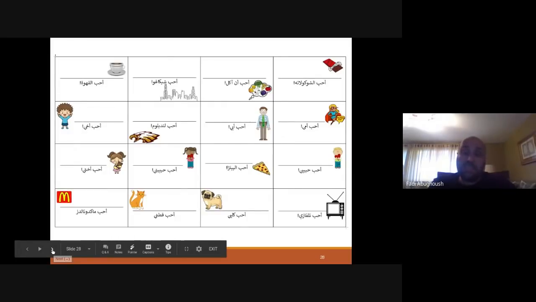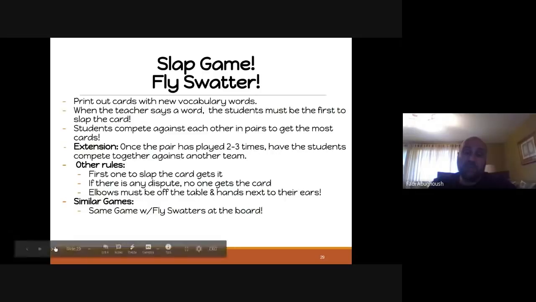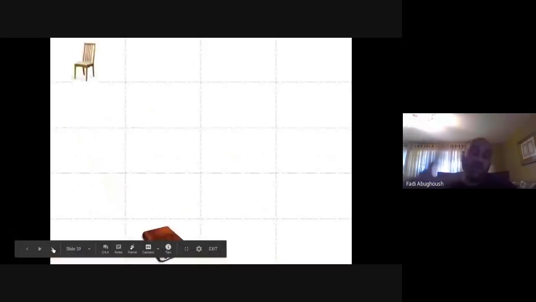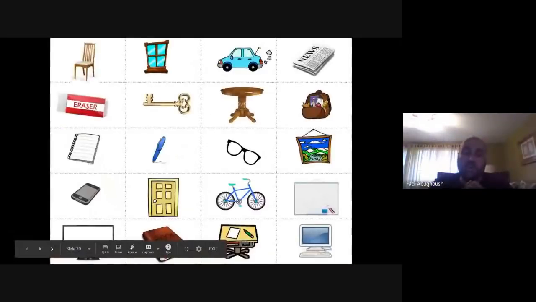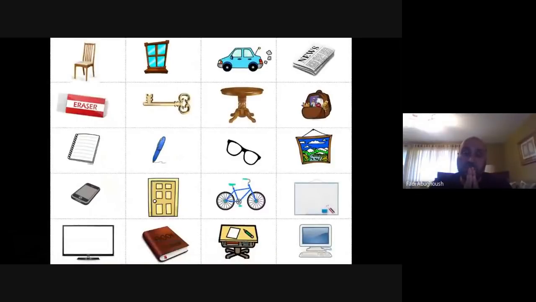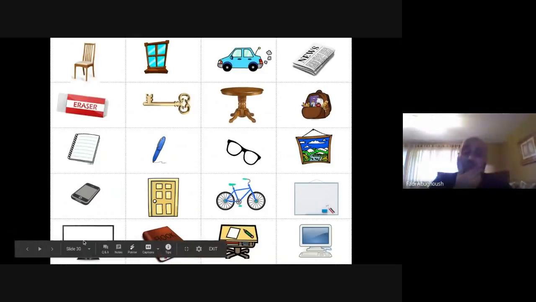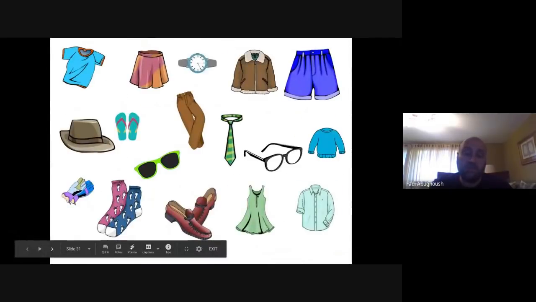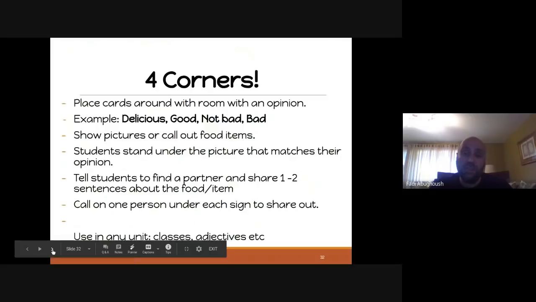This is called a slap game. So you will post pictures, with two students against each other at the whiteboard. You will say, for example, a door. It's good for review. The winner will be the first student who slaps the door, and continue. And this is another picture set for clothes.